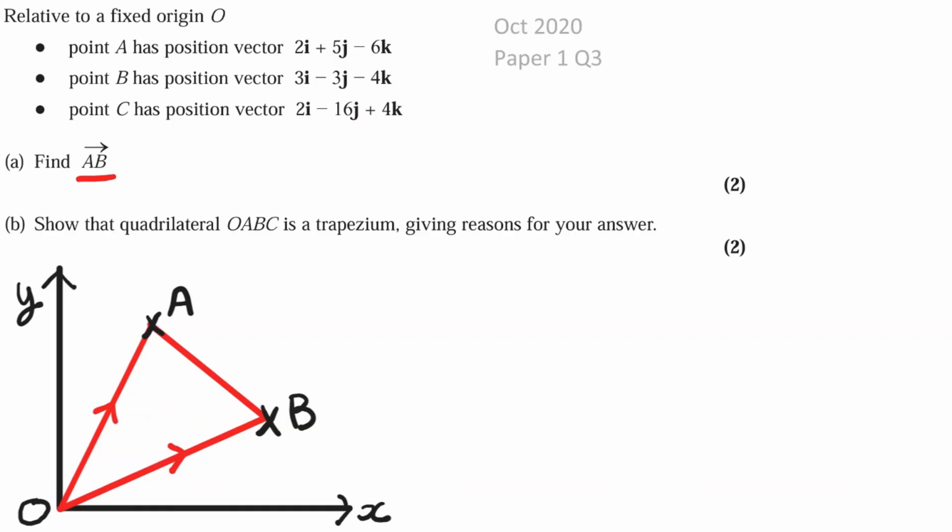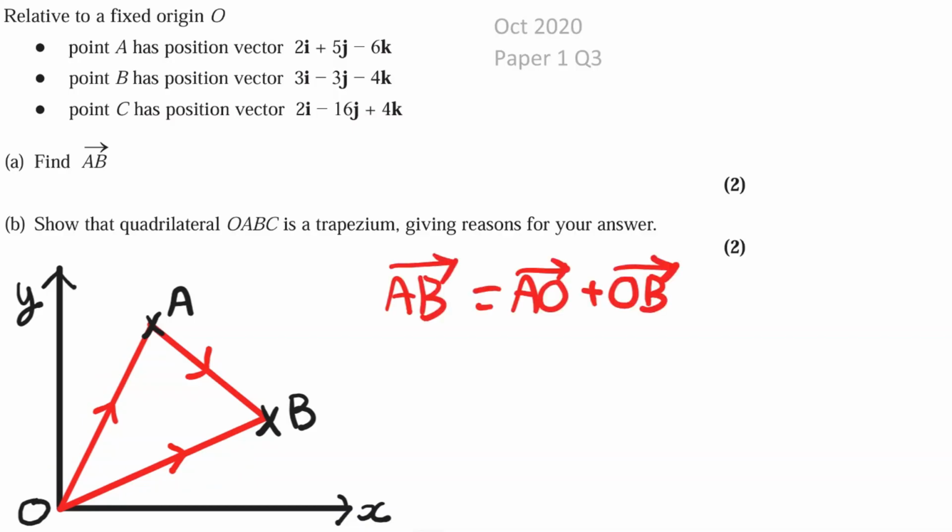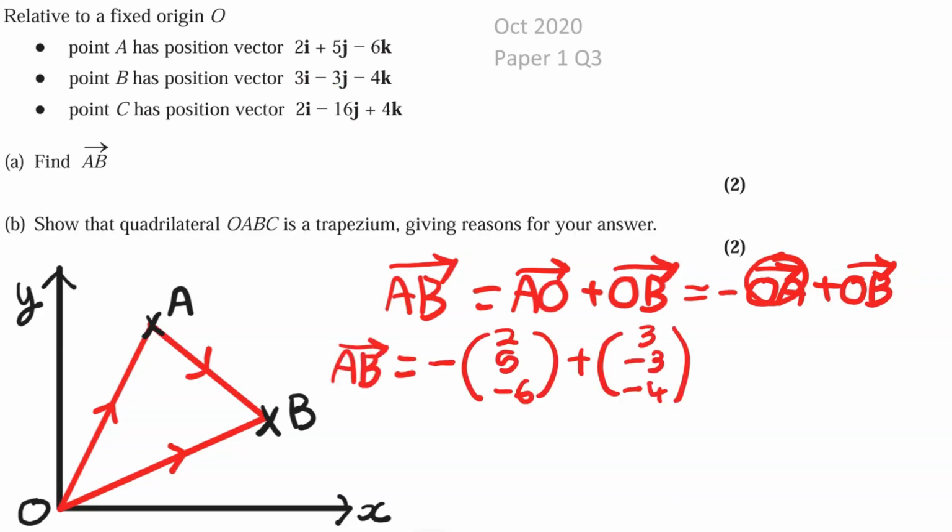And we need to find the vector AB, so going from A to B, so it's going in this direction here. We can find this vector because if we start from A, we go down like this to O, so this is going to be AO, and then we go up from O to B in this direction, so it's going to be OB. So AB is equal to AO plus OB. Remember that vectors are direction specific, so AO is equal to minus OA, and these are the position vectors of A and B, which we have up here, so therefore we can just sub them in like this here.